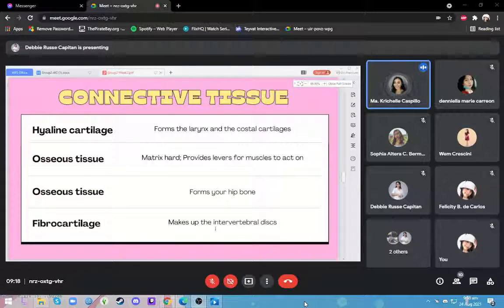Forms the larynx and the costal cartilage: hyaline cartilage. Matrix is hard, provides levers for muscles to act on: osseous tissue. Forms your hip bones: osseous tissue. Makes up the intervertebral disc: fibrocartilage.